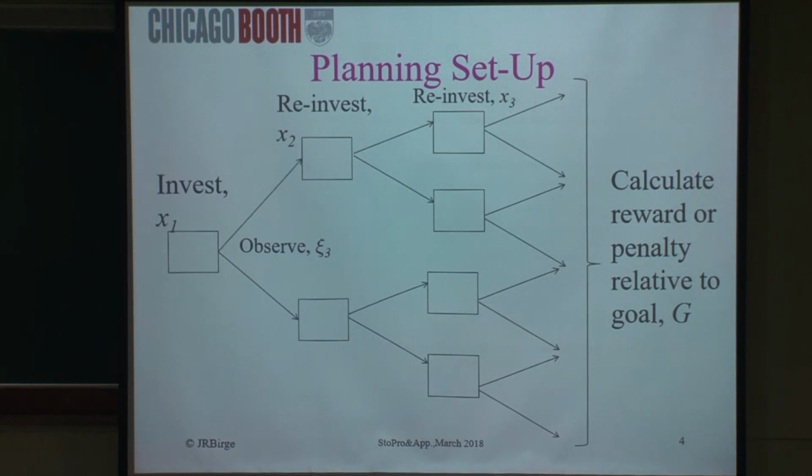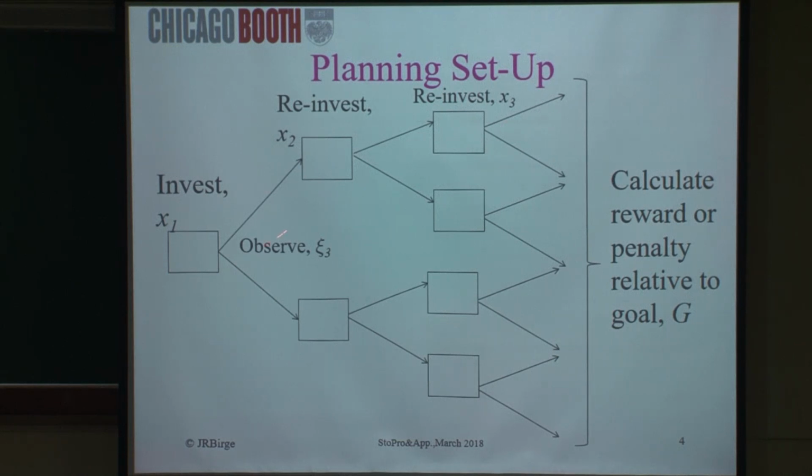The way this is going to work is that I'll invest, I'll get to observe the returns, and then I'll get to reinvest after I make those observations, and then I'll observe another set of returns. I'll get to reinvest after I observe those, and then I'll observe another set of returns, and then I'll calculate either the reward that I get for being above the goal, or any penalty if I'm below the goal. So this is the form of the problem.